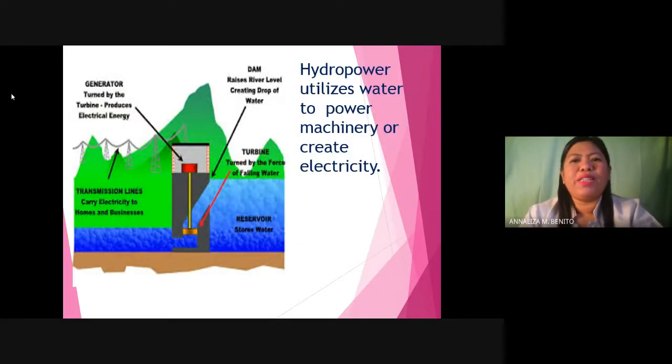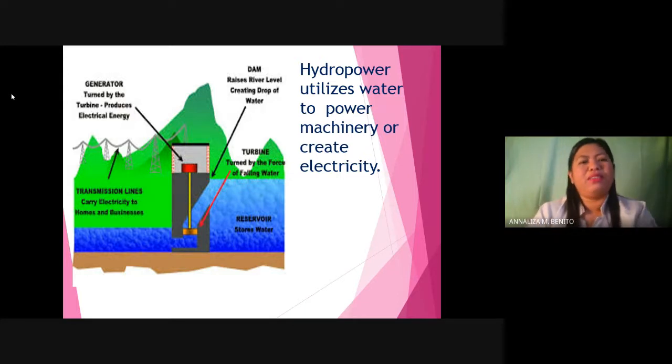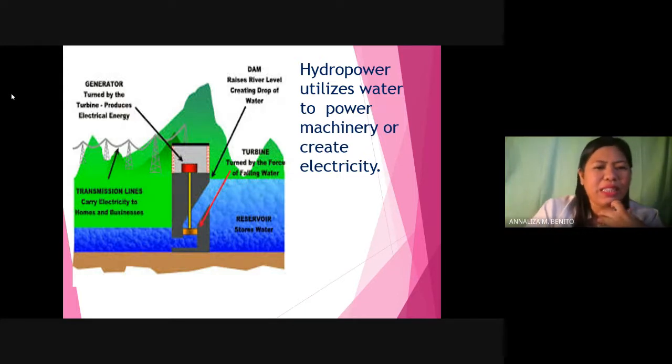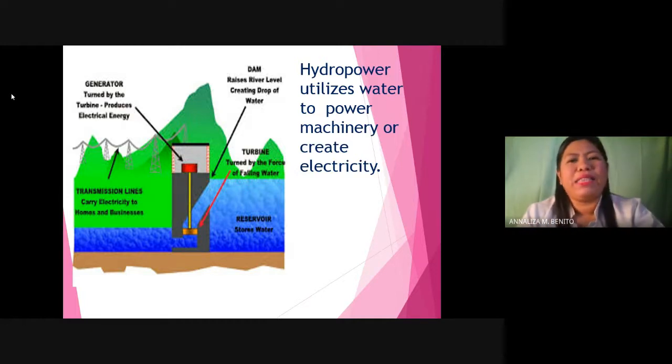Okay, so hydropower utilizes water to power machinery or create electricity. The dam raises the river level, creating a drop of water. Then the turbine turns the force of falling water, and the generator, turned by the turbines, produces electrical energy. The transmission lines carry electricity to homes and businesses.